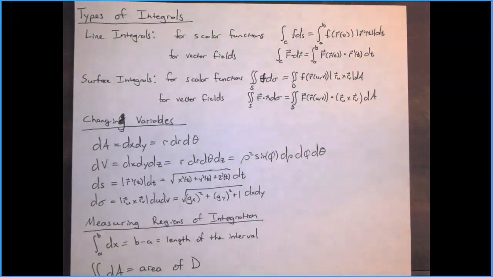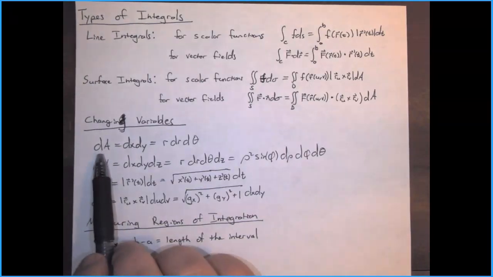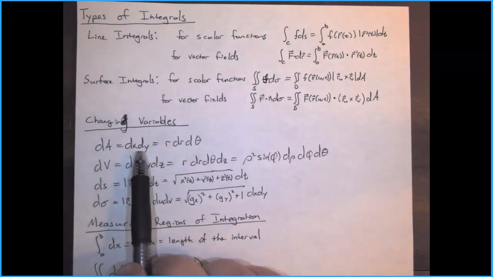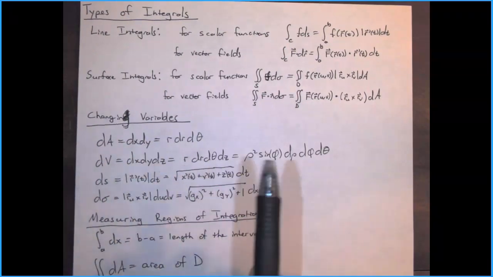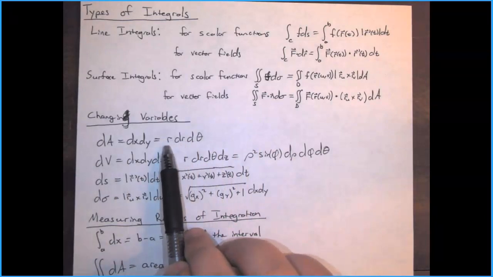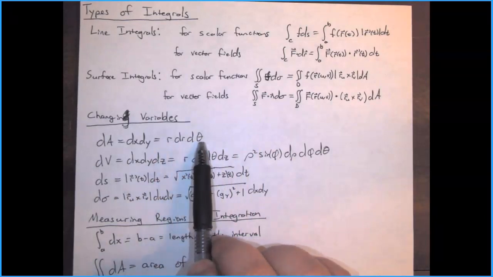Okay, now if we're talking about different kinds of integrals, let's talk about how you change variables in those integrals. So for double integrals, we have this area element, this dA, which in Cartesian coordinates was dx dy, but if we switch to polar coordinates, we have to multiply by r. So it was r dr d theta.